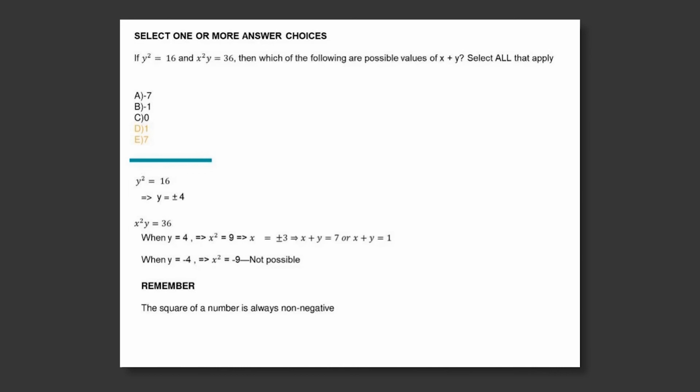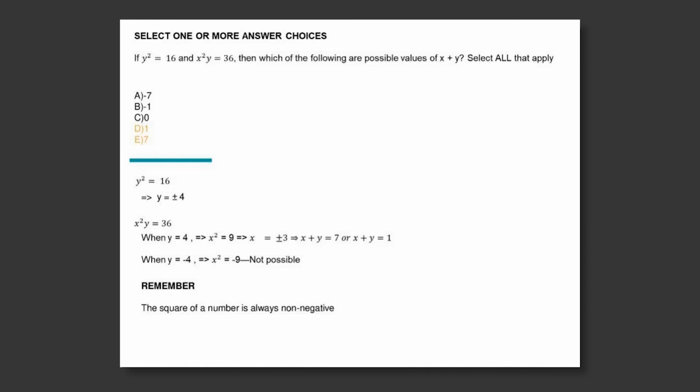Y square is given to be 16. So y has to be plus or minus 4, because 4 square is 16 and minus 4 whole square is also 16. So y can be plus 4 or minus 4, right? When you substitute y is equal to plus 4 here, I get x square is equal to 9. Again, x can be plus 3 or minus 3. So when y is equal to plus 4 and x is equal to plus 3, I get x plus y equal to 7. With x equal to minus 3 and y equal to plus 4, I get 1. Right? That would be options D and E.